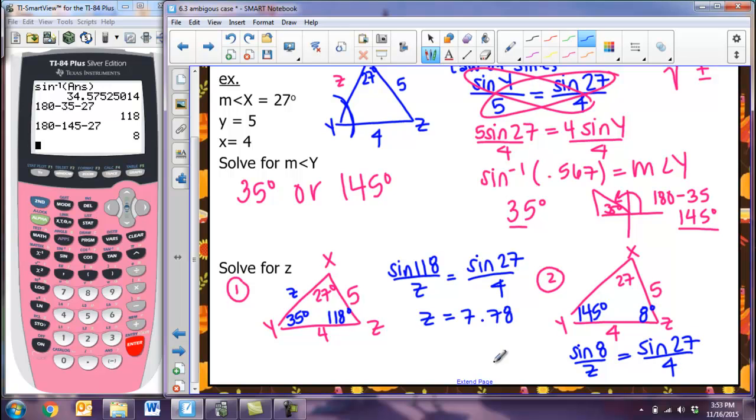Once I cross multiply and solve on this, I would find out that my other value for z could have been 1.23. Okay, so your first case is when you get 2 triangles or 2 angles, and then they both work out and they both make a triangle, so you have 2 separate triangles that you have to solve out.